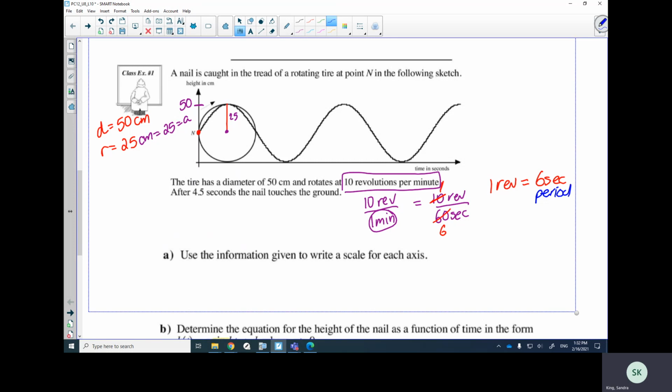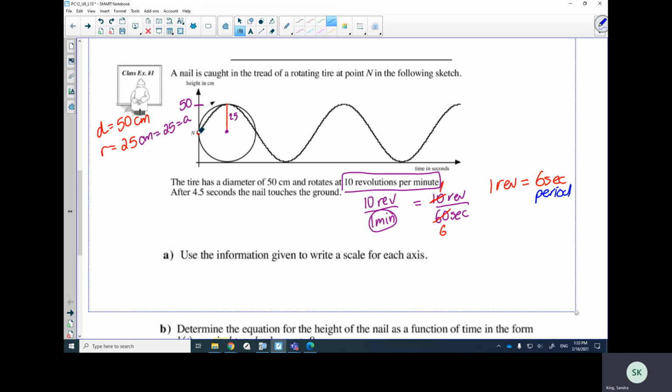Whatever 1 revolution is, when your Ferris wheel spins once around, that's going to be a period, what we'll see. Okay, so we'll deal with that 6 seconds later, but that's going to be my period. Then it gives me this piece of information. It says after 4.5 seconds, the nail touches the ground. Do you know where you would write 4.5 on here? So the nail starts here. After 4.5 seconds, you hear the first thud in your car.